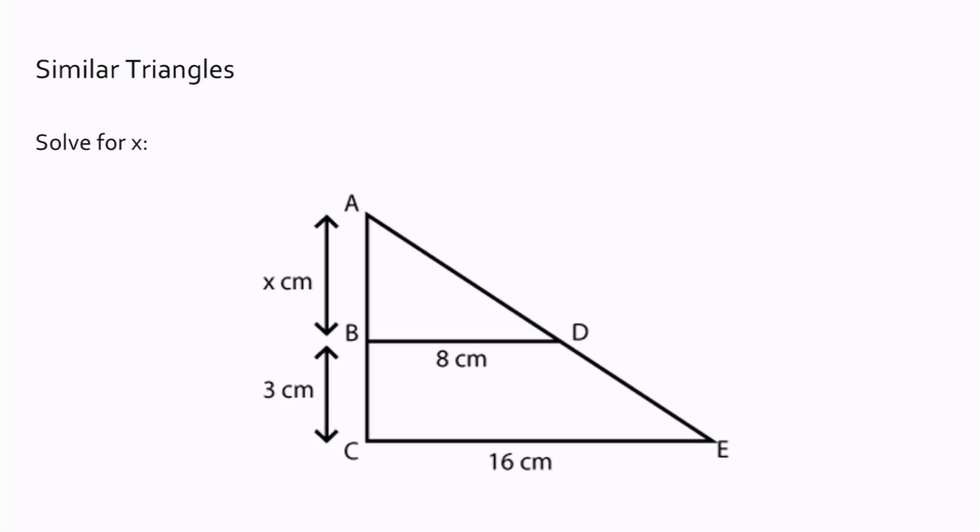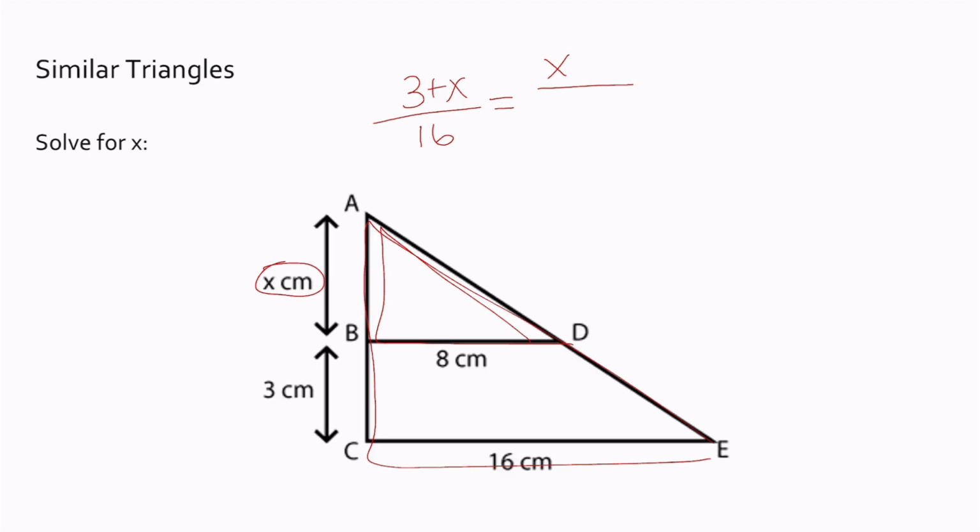Okay, so again, I have this big triangle and I have this small triangle. And I'm trying to find the side of the small triangle. Here is going to be a little trickier because I don't know the complete side of the big triangle. So I'm going to write it like this, where I have the side of the big triangle is 3 plus x, and the bottom of the big triangle is 16. And then the side of the small triangle is x, and the bottom of the small triangle is 8.